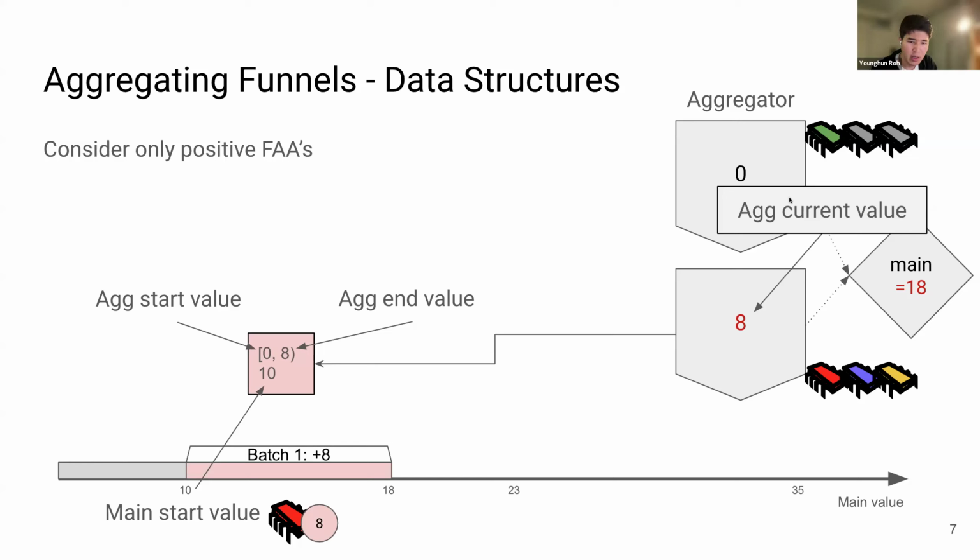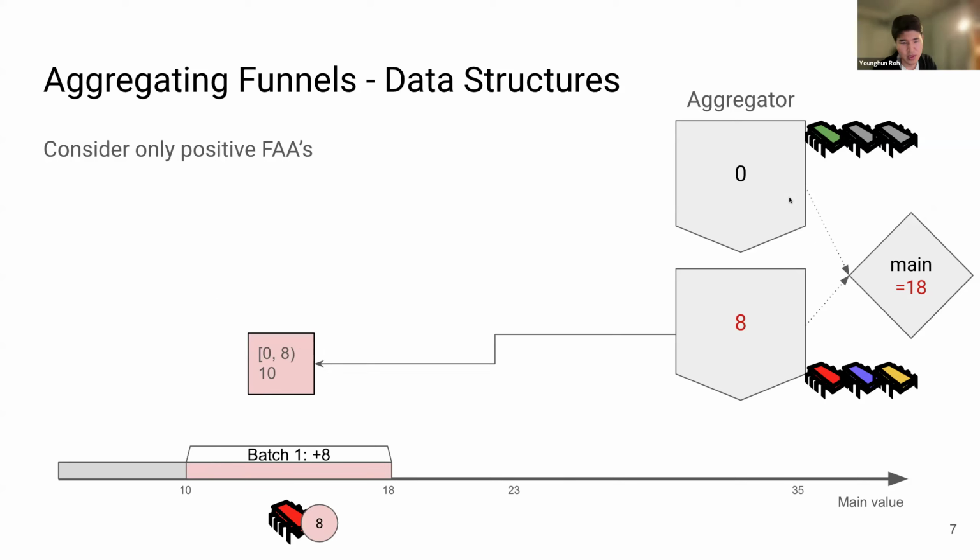We also keep the other value, which is the main start value, which means this batch will occupy the interval starting from this 10 of the main variable. So conceptually, the interval of size 8 will occupy the main variable from 10 to 18, because the red thread has incremented from 10 to 18.